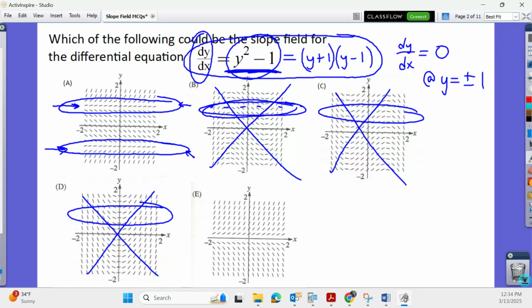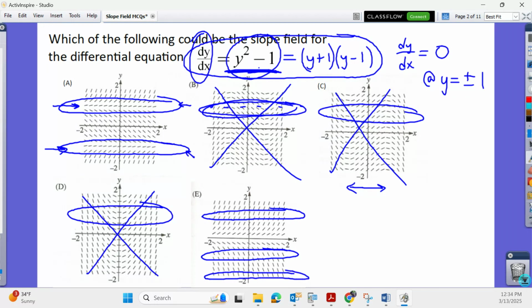The only way that you're going to have slopes change as you move horizontally is if there's an x in the definition for dy dx. Now, E does have this characteristic. When you look at any horizontal line, the slopes are staying the same. Okay. By the way, that same logic can be used with vertical, and it's dy dx in terms of x only. So if you see some problems like that, we can do that too.